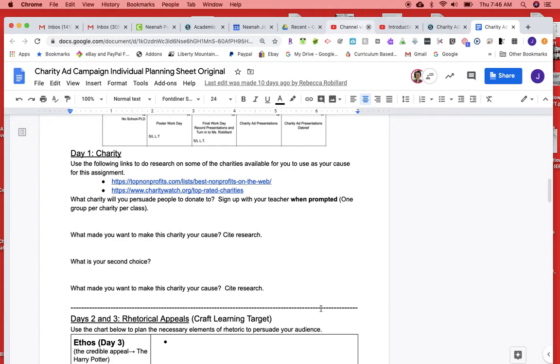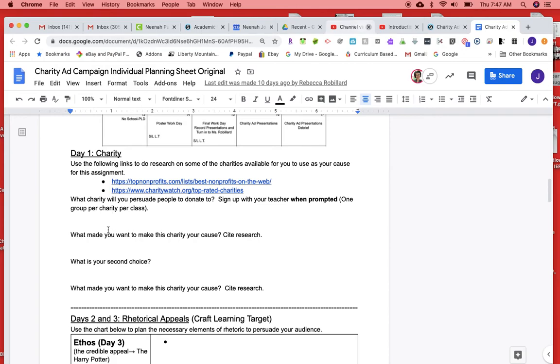So the day one, you're asked to select a charity. You're actually asked to select two charities, like a backup. So you're going to go through these two links, which they provide. The first one gives the top 100 nonprofits according to that website. The other one I find a little bit more helpful because say you're interested in a specific topic. Maybe it's the environment. You could click on the left-hand side of the website. You can click on environment and it'll show you all the environmentally focused charities. So it's broken down into categories.